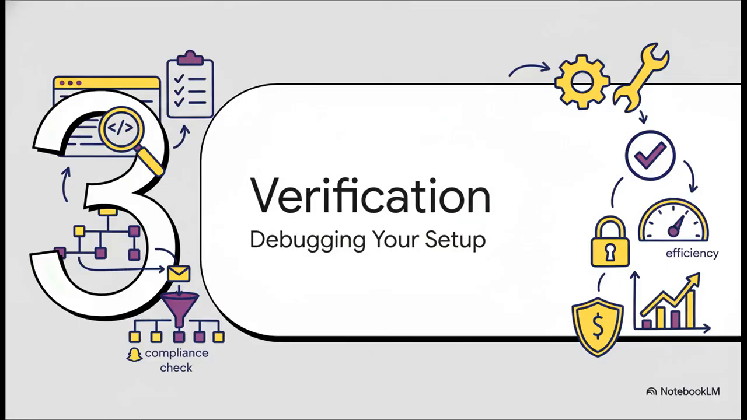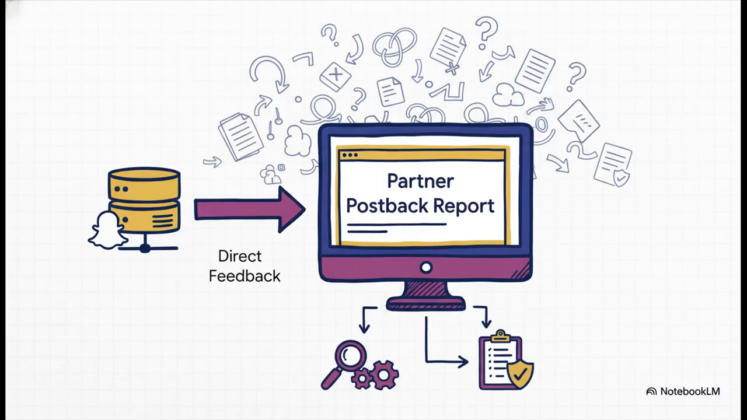So once you've updated your setup, how do you actually know it's working? How do you verify everything's good to go? Well, let's look at the main tool you're going to be using for that. Forget about trying to guess or looking at a dozen different reports. Your single source of truth for troubleshooting this whole thing is the Partner Postback Report. This is where you'll see the direct, unfiltered feedback from Snapchat's own servers.